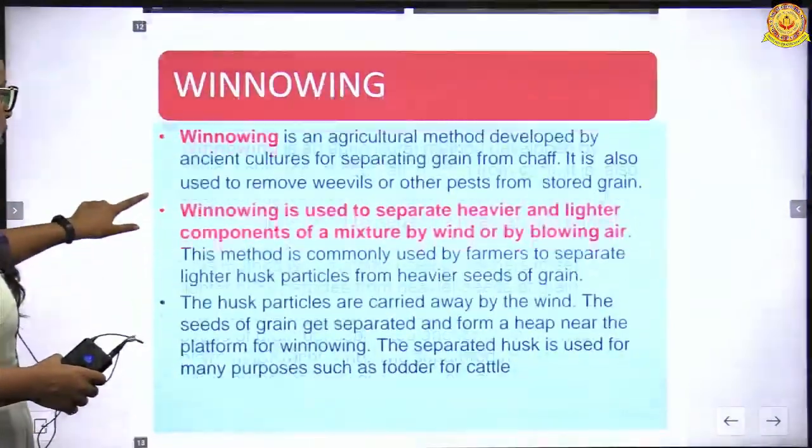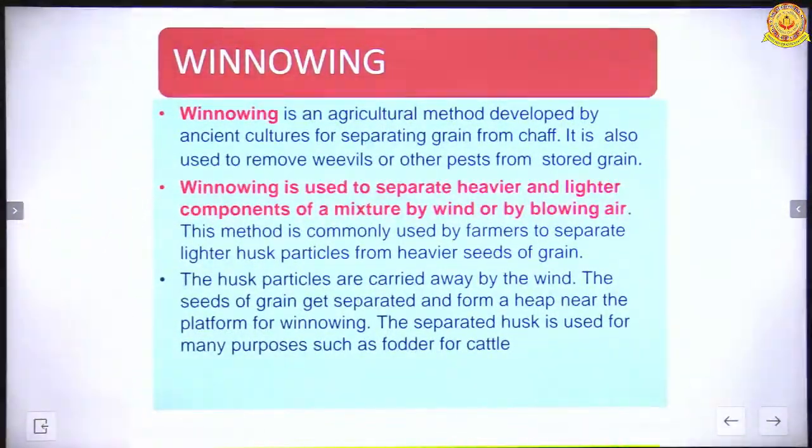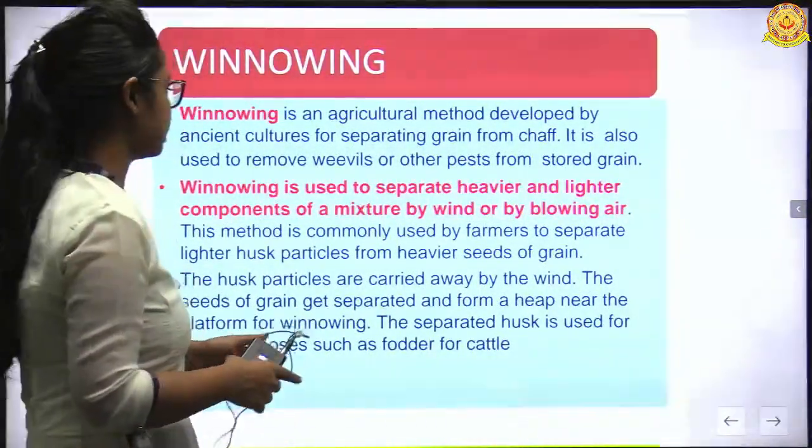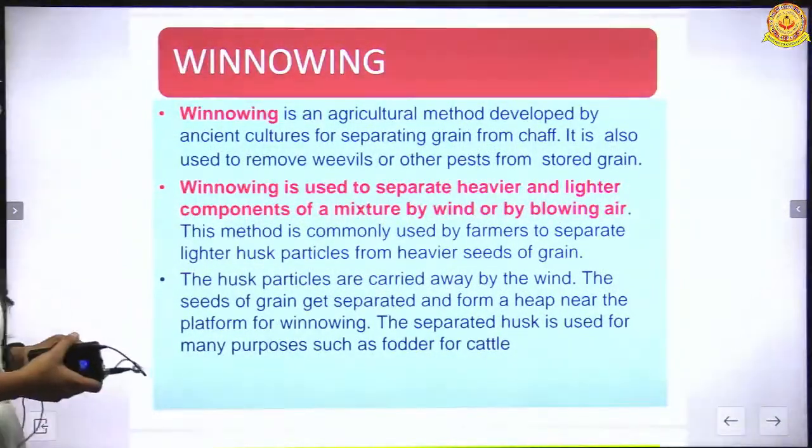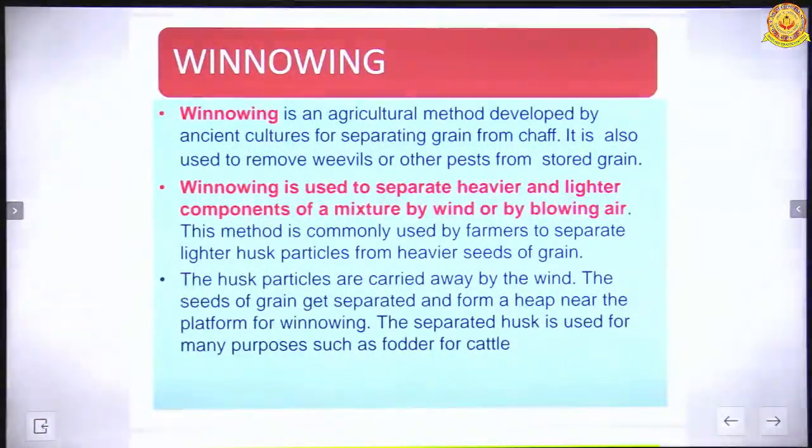Next is winnowing. The first topic we have done is hand picking. Second, threshing. Now winnowing. Winnowing is an agricultural method developed by ancient cultures for separating grains from chaff, or you can say the stalk. It is also used to remove weevils or other pests from stored grains.